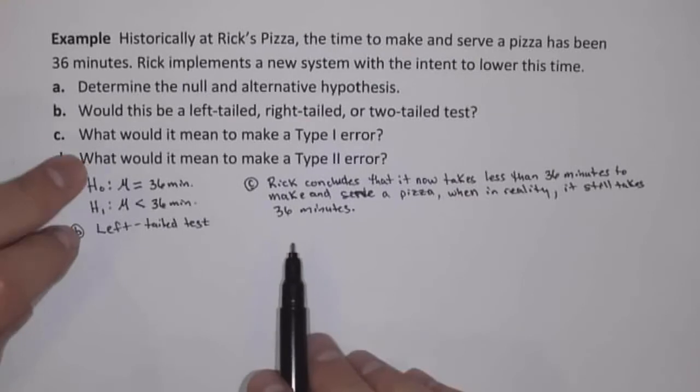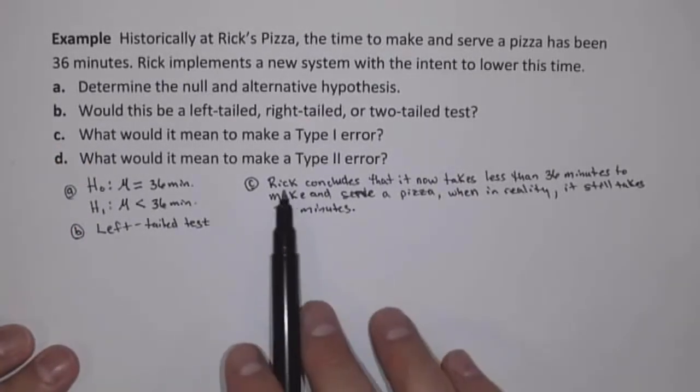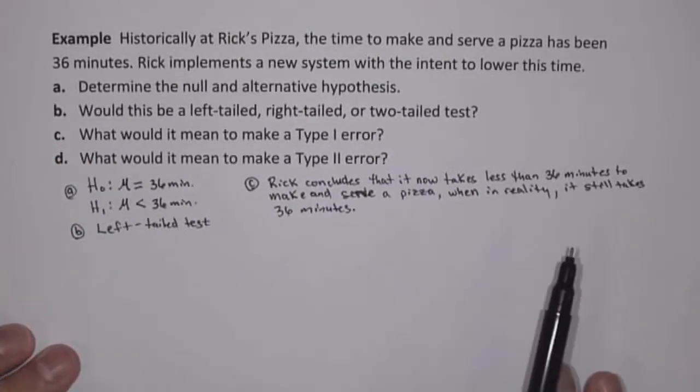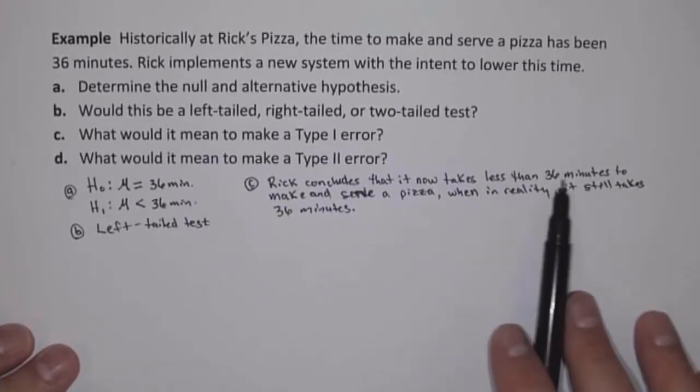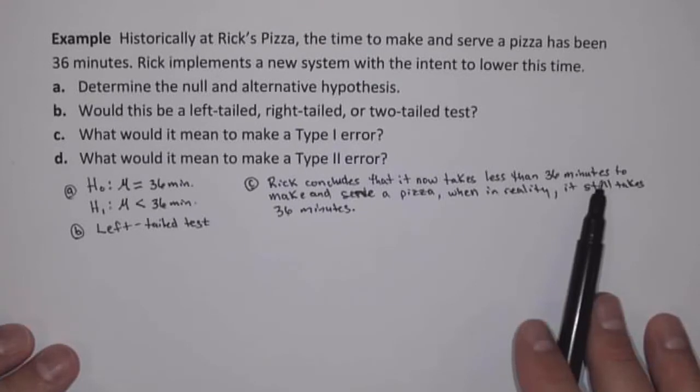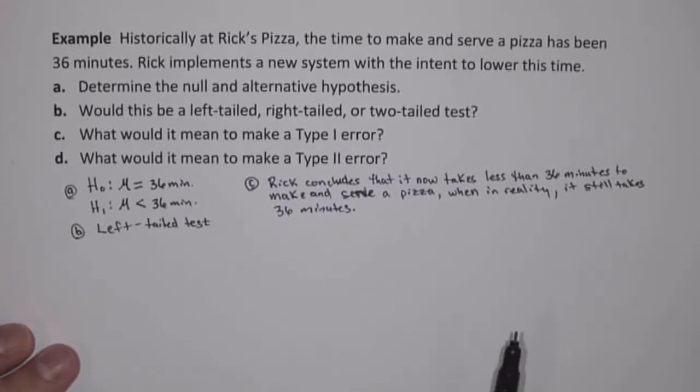So again, a type 1 error is the error of concluding that the new system worked when it really didn't. So Rick thinks that the new system's working, that he's now serving pizzas in less than 36 minutes, but in reality it's still taking 36 minutes. That would be a type 1 error.